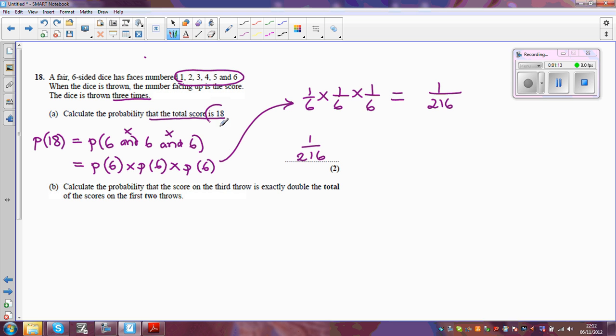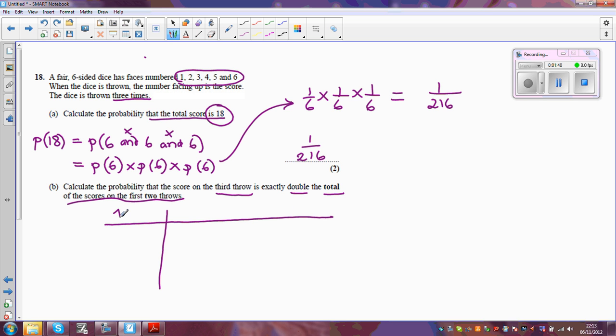Obviously, if it hadn't been 18, if it had been 17 or 16 or something else, it would have been more complicated, and I would have had to look at other ways of doing it. Okay, let's have a look at the second part then, because it says, what's the probability that the score on the third throw is exactly double the total of the scores on the first 2 throws? Now, I don't like this question. It's quite complicated.